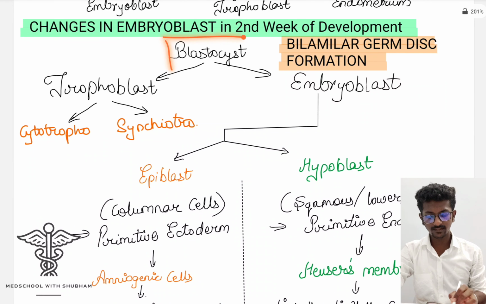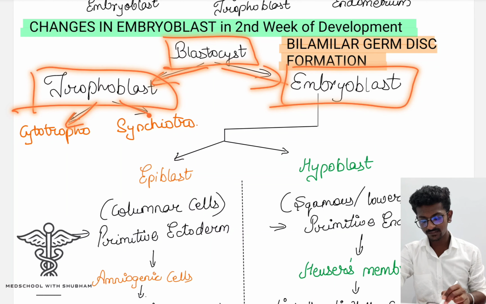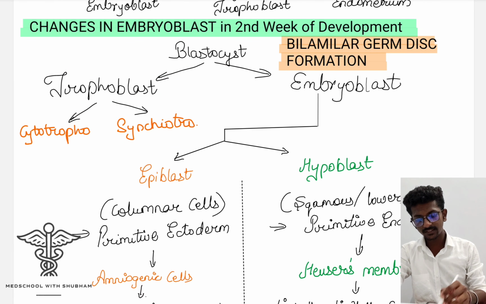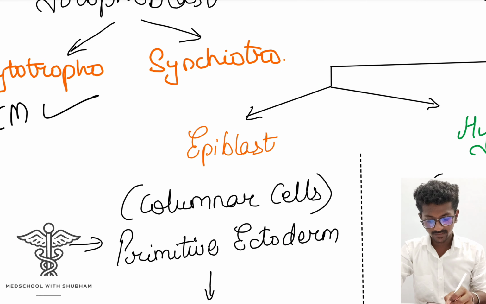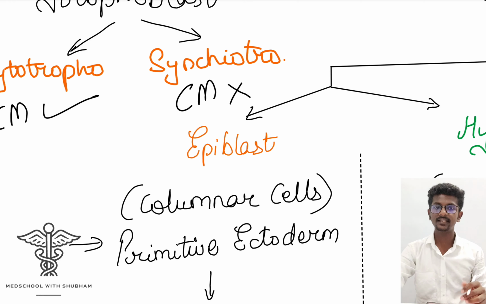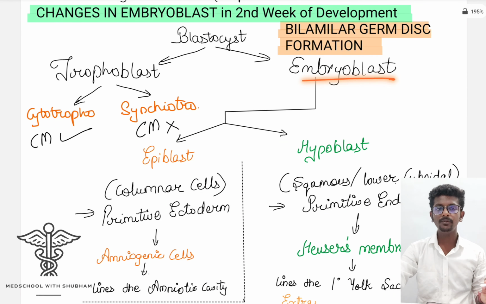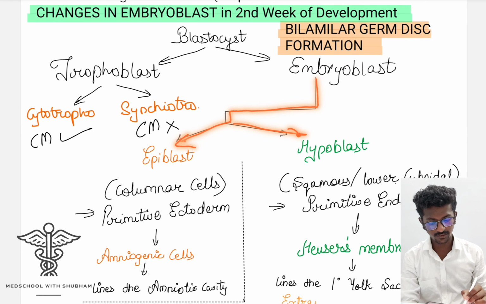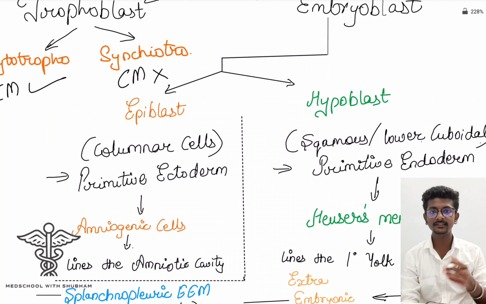So till the last lecture we learned that the blastocyst contained the trophoblast and the embryoblast. The trophoblast further got differentiated into cytotrophoblast and syncytiotrophoblast. The one which contained the cell membrane was known as the cytotrophoblast, and the one which does not contain the cell membrane is called the syncytiotrophoblast. Now we have to learn about the embryoblast. The embryoblast also gets differentiated into epiblast and hypoblast. These are two cell layers which are called epiblast and hypoblast.